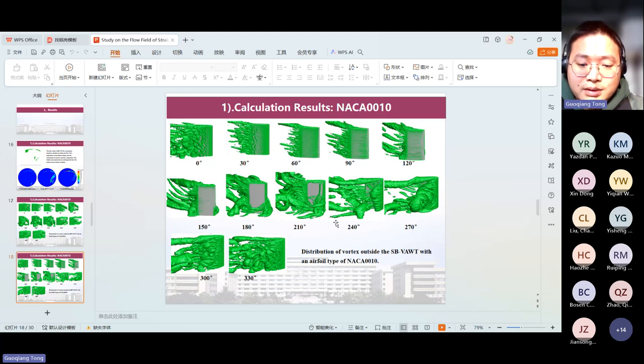At the angle of 270, the vortex continues to increase, but does not completely cover the blade surface, which also implies different aerodynamic performance distribution along the grading direction. At an angle of 300, the vortex covers the entire blade surface and the tip flow mixes with it. As the angle increases to 330, the vortex shows signs of weakening.